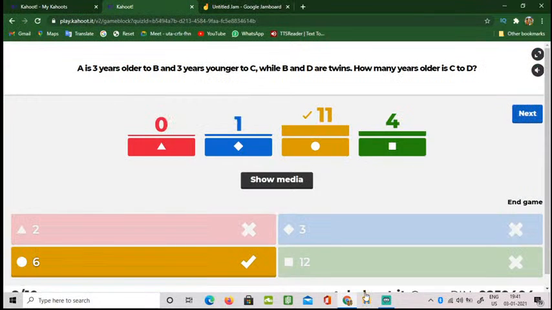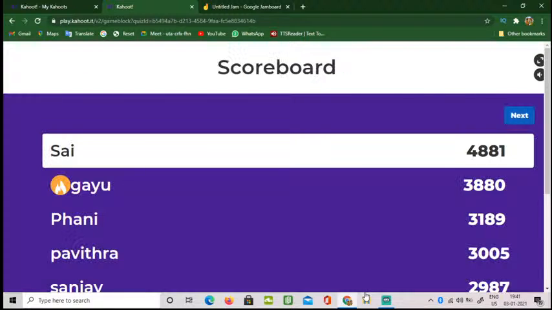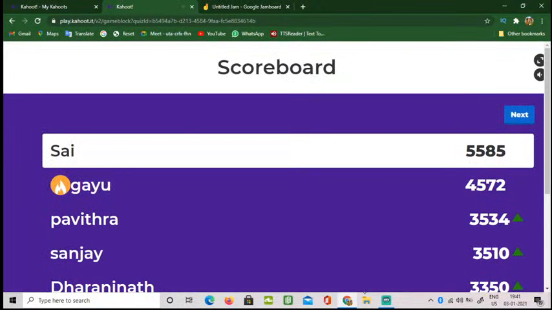Now let's move on to the next question. Okay, Pavitra is in the third and Sanjay in the fourth, and Dharininath has come up that he is in the fifth. So now let's move on to the next question.